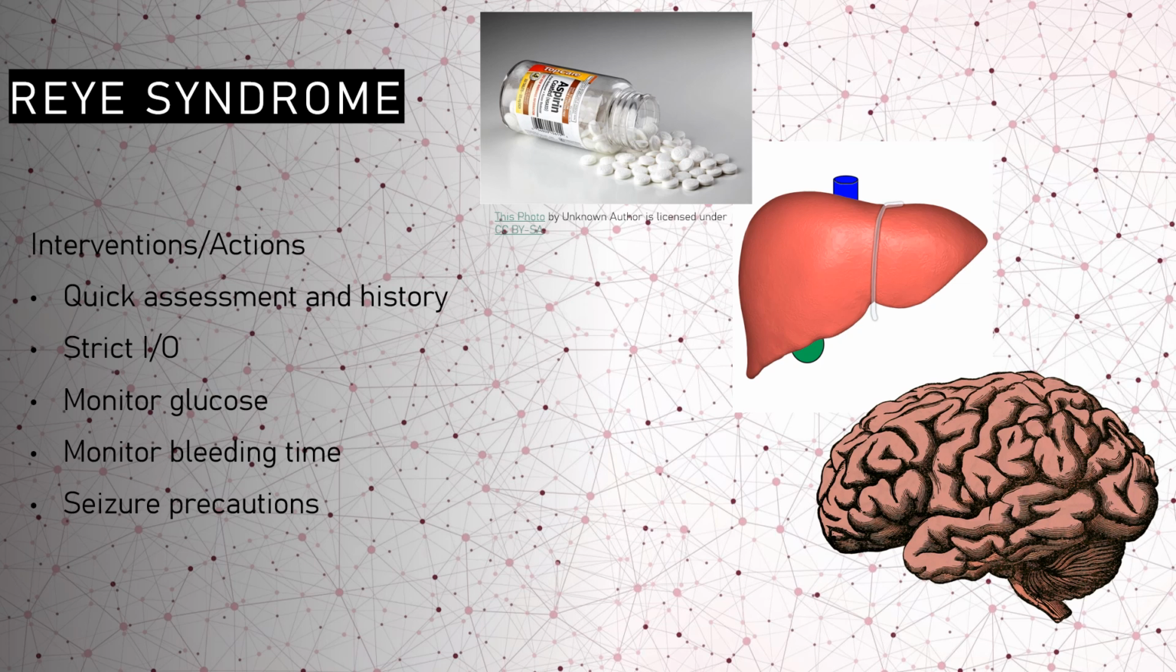So once we've determined that there was salicylate use and a viral illness within the recent past, then we're going to want to do strict I's and O's. We're going to monitor their glucose. We're going to monitor their bleeding time because we want to control cerebral edema, prevent dehydration, prevent disseminated intravascular coagulation, and we want to make sure that we provide seizure precautions because all of these things, their encephalopathy and the liver failure, is going to lead to seizures.